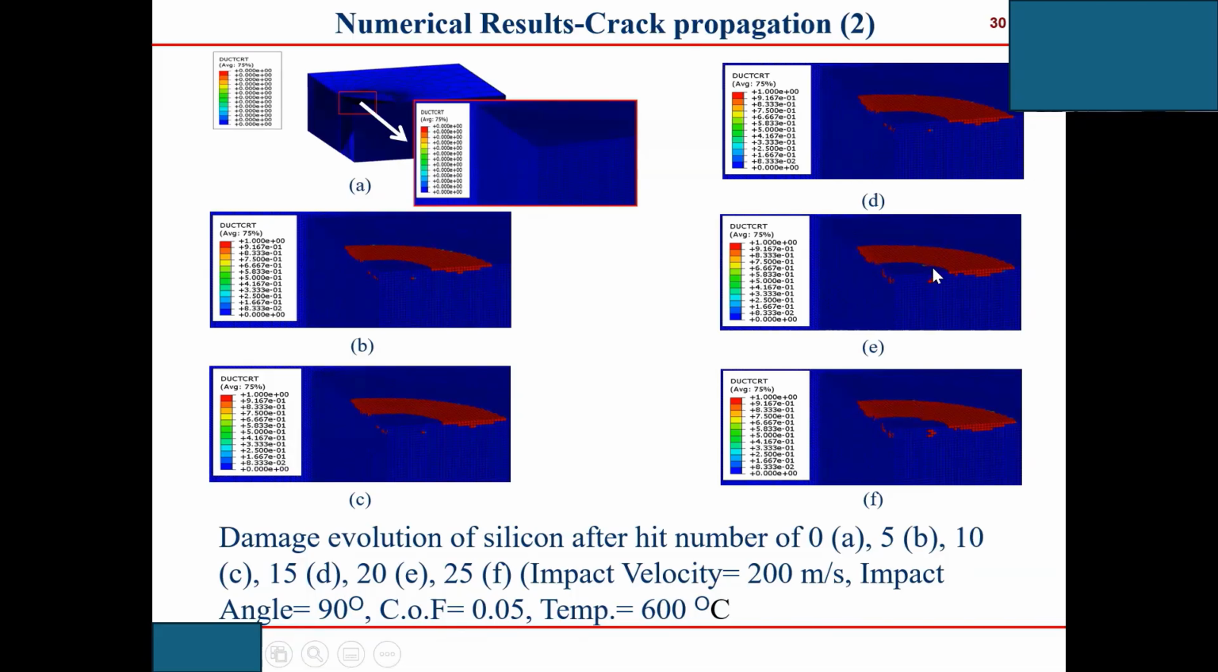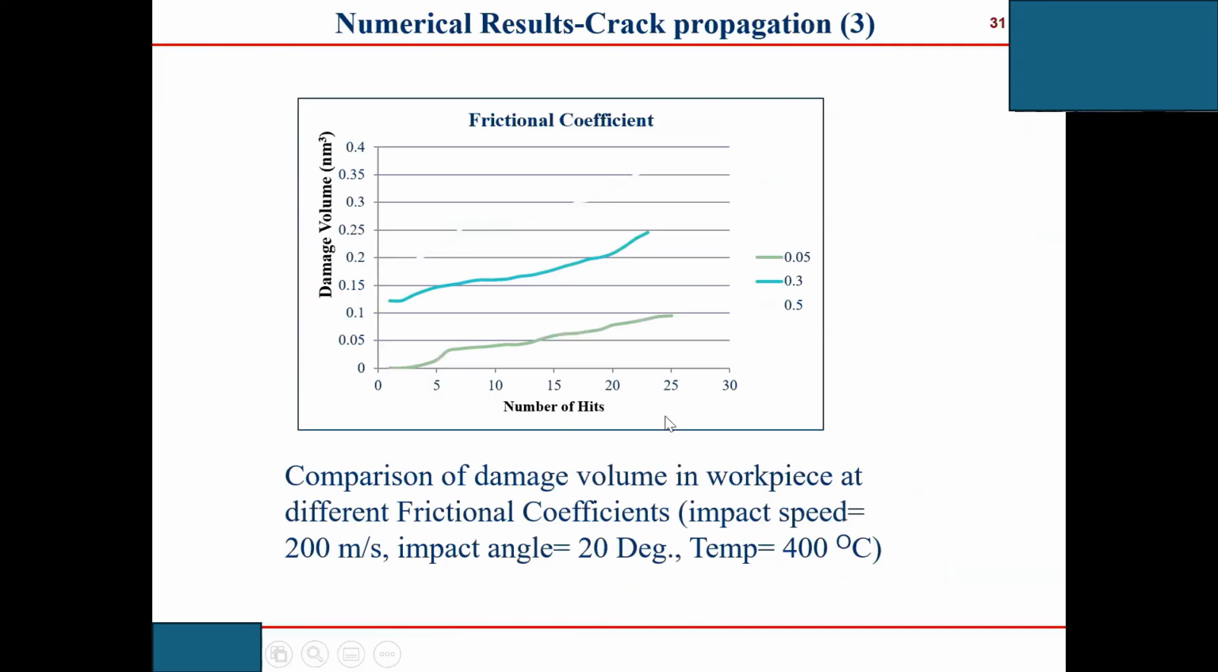material removed. So here is a comparison of damage volume in the workpiece at different frictional coefficients: 1, 2, and 3. This one is very light, very difficult to see, but it is 0. This is the number of pieces. Definitely, the damage volume increases as the number of pieces increases.